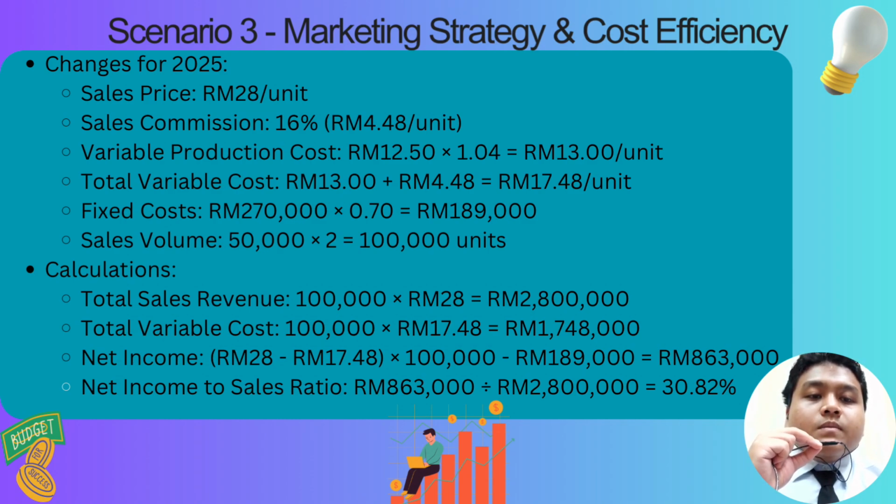Next, we account for a 4% rise in raw material costs, increasing variable production costs from 12 ringgit and 50 cent to 13 ringgit per unit. So the financial impact is like this.